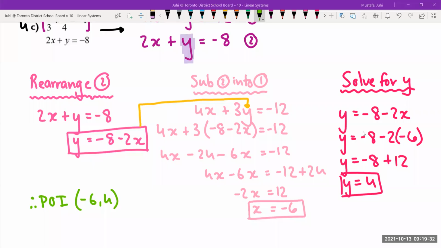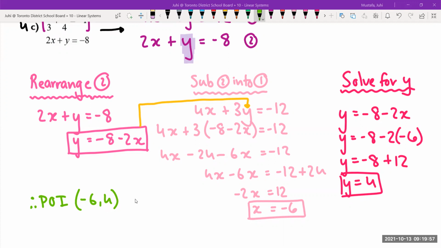So I can't remember where I had stopped the recording, but basically we finished solving it. We substituted 2 into 1, and then we solved for x, we got -6, and then we solved for y, we got 4. So the point of intersection is -6, 4. And if you guys wanted extra practice, you could go ahead and check the solution. So do a left side, right side check for both and see if you get the right answer. But then that would be your solution. Was that good? Did it make sense? Yeah? Okay. Let's keep going.